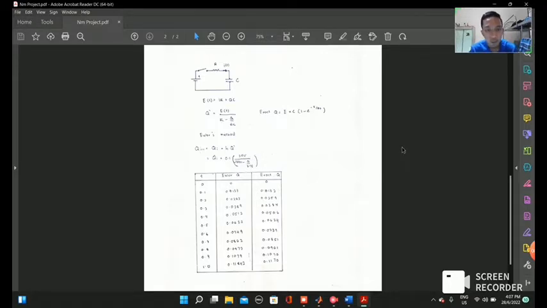Okay, in our project, we use the Euler method and the Runge-Kutta RK4 method to compare which one of the methods is nearer to the exact value. So this is the Euler method. This is the equation of the method. This is the equation of the circuit.